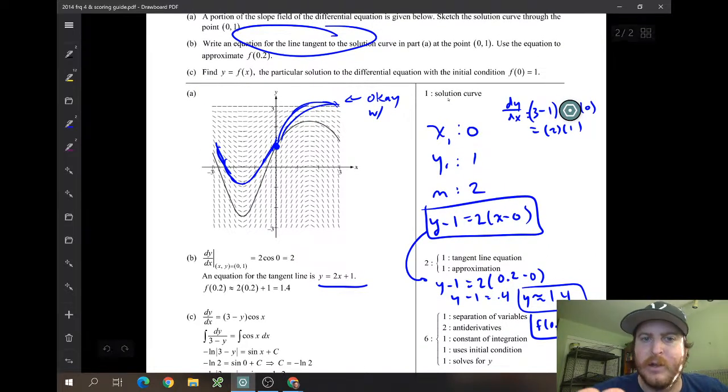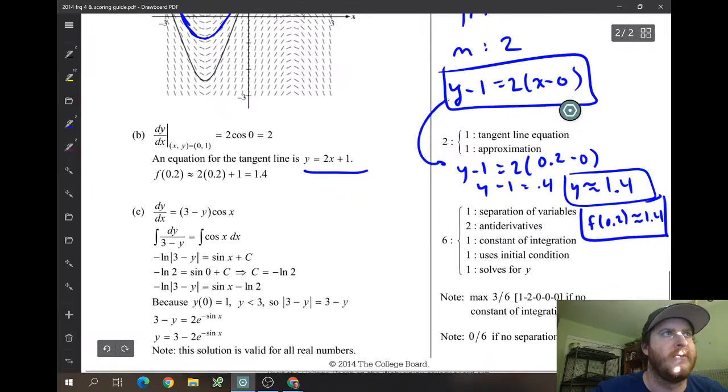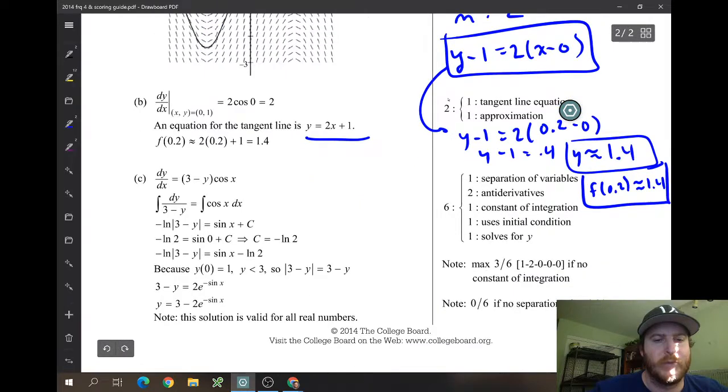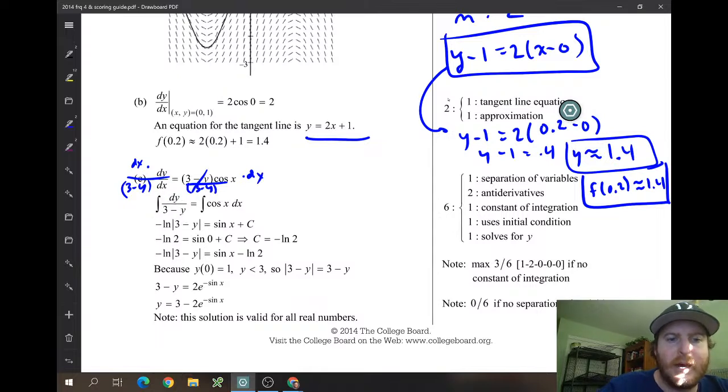Then part C, find the particular solution with the condition f of 0 equals 1. So I'm going to look at theirs, and we'll just look at what they did. So first, they divided both sides by 3 minus y. And then they multiplied both sides by dx. Right? Then they take the integral of both sides. Now, this one is a little bit tricky. Why is there a negative in front? There's a negative in front because of the minus y.